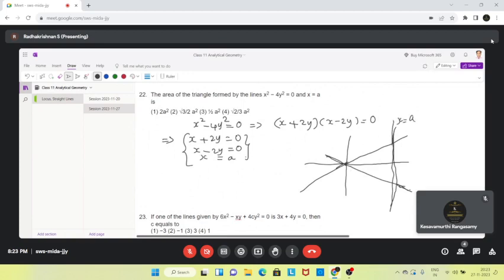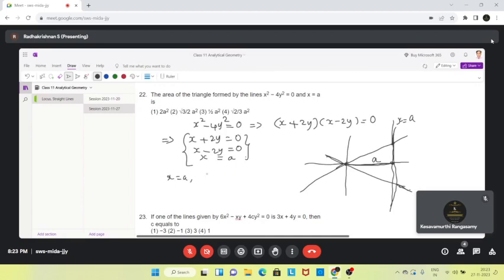Okay. That means this height, we immediately see that since x equal to a, this is equal to a. So the height of the triangle we have got. Since this is x equal to a, then what is this point? So you can simply substitute x equal to a and find out what is this point, right?